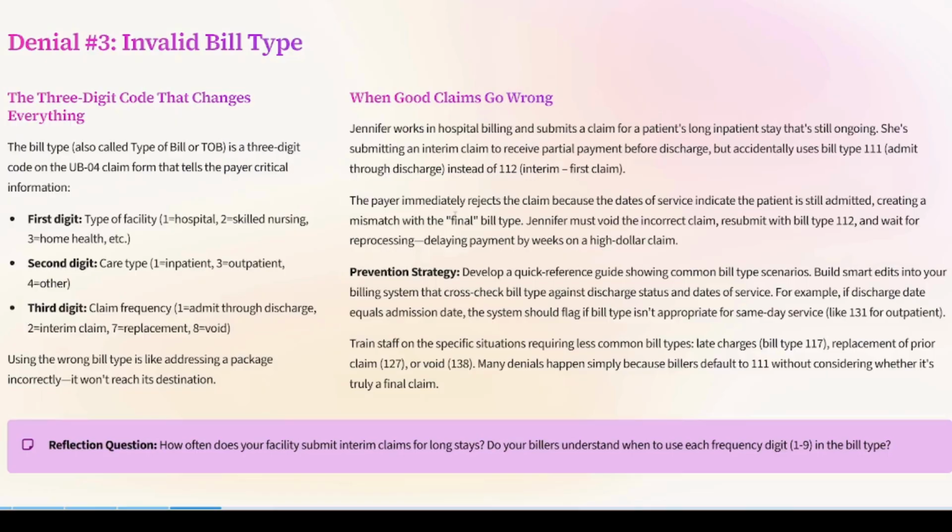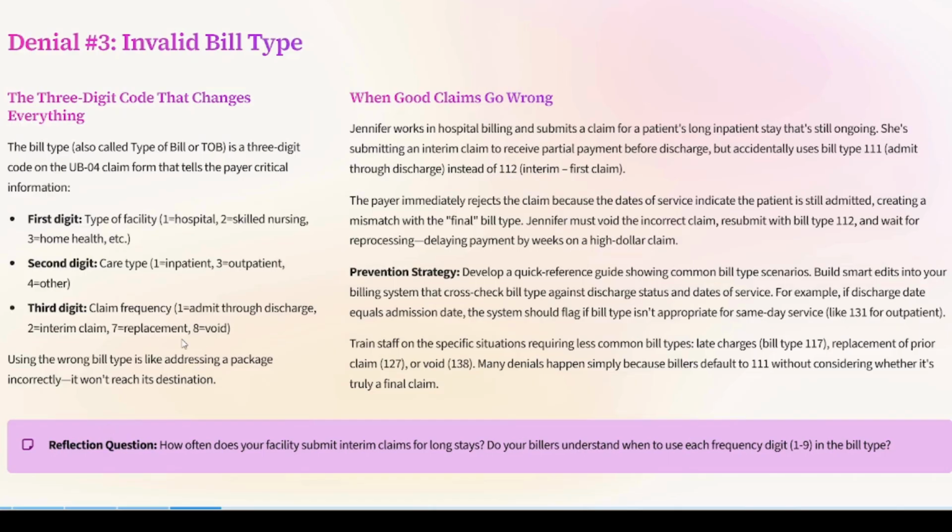So, what does that mean? That means for me, I bill at the hospital. If I'm demanding a claim and it's the first time going out, it would not be a 117. It will be a 111: hospital, inpatient, admission through discharge. Okay? Now, after I submit that claim, if there are any corrections that need to be made, it'll be a 117: hospital, inpatient, and it will be a replacement claim.